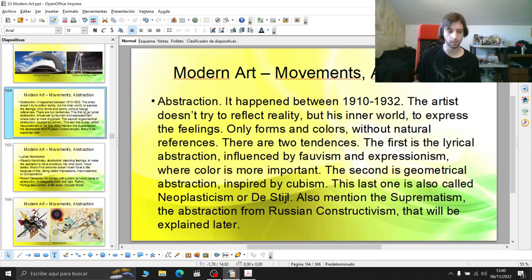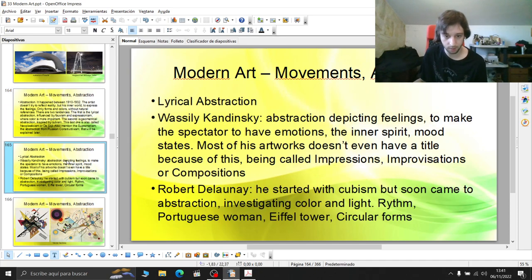Abstraction and neoplasticity. Abstraction: the artist doesn't try to reflect reality, but his inner world, to express the feelings. Only forms and colors, without natural references. There are two tendencies. The first is lyrical abstraction, influenced by Cubism and Expressionism, where color is more important. The second is geometrical abstraction, inspired by Cubism. The last one is also called Neoplasticism, or De Stijl. Also mention Suprematism, the abstraction from Russian Constructivism that will be explained later.